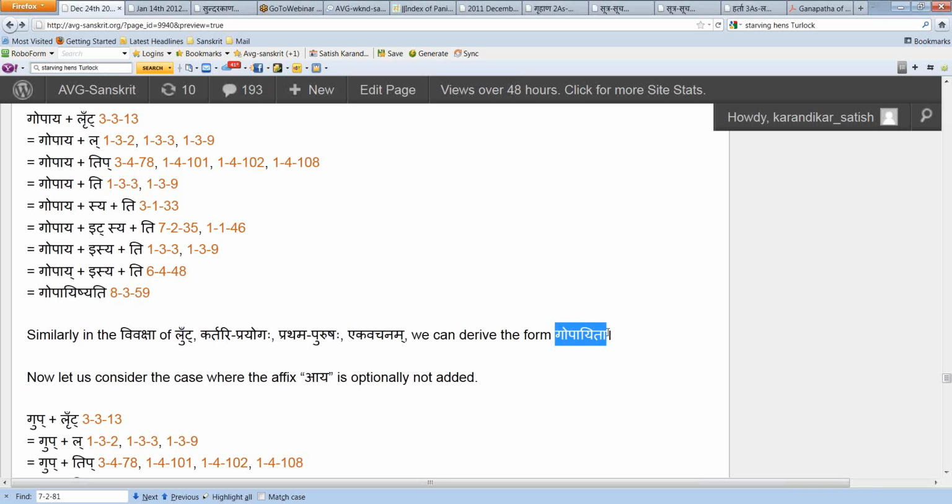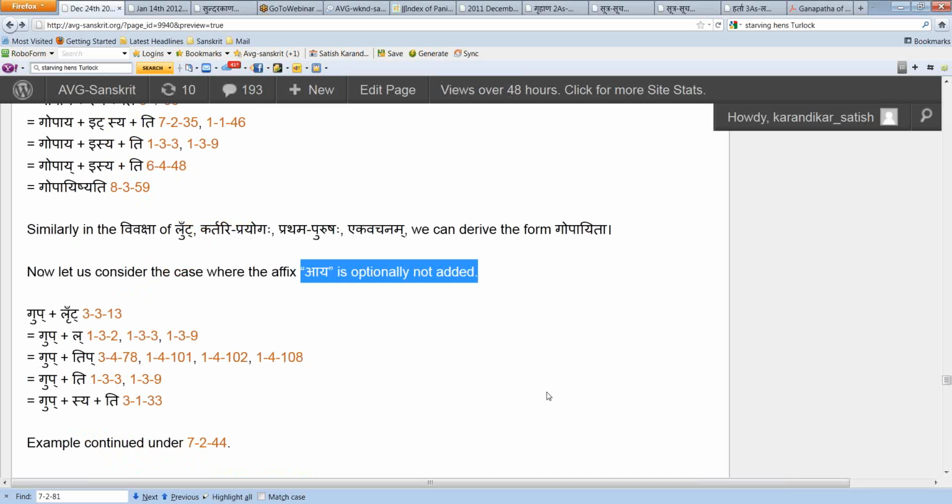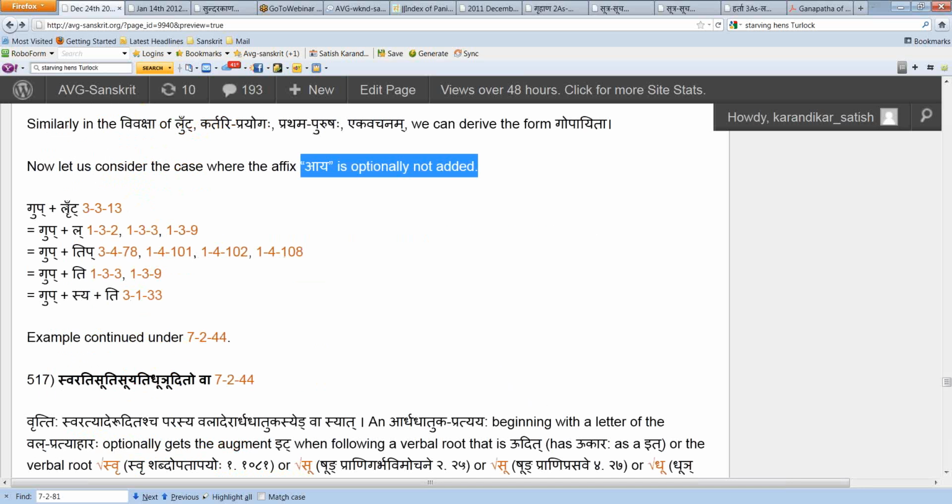Now, the ayadayaha ardhadhatuke va. So now, when the aya pratyaya is not added, then what happens? Then we take gup plus lrut directly without adding the pratyaya aya, because remember that 3.1.31 says ayadaya ardhadhatuke va. Any new Panini sutram, at least repeat it minimum 10-15 times. So you remember, that's the most efficient use of your time.